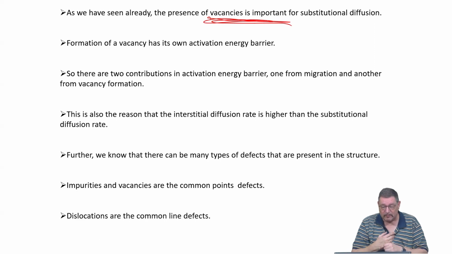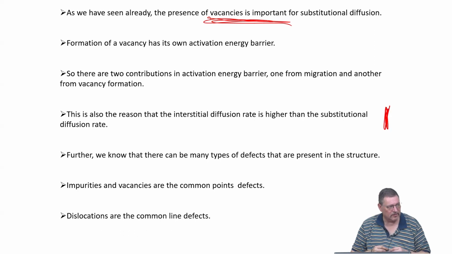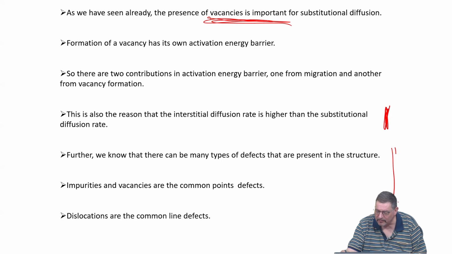So it means there are 2 terms for substitutional diffusion that are activated: creation of the vacancies, as well as doing the jump. And for interstitial diffusion, there is no vacancy necessary. So only the jump has an activation barrier, but not the creation of a vehicle for diffusion. So interstitial diffusion is faster, and the activation barrier is lower in all these cases. This is very important.